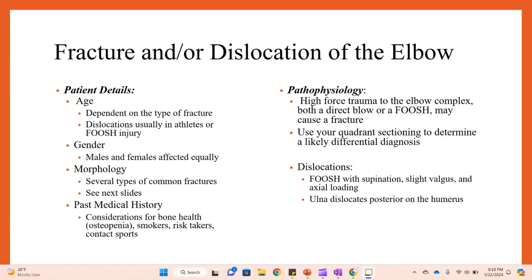The morphology, several types of common fractures. There's fractures from defense. If someone's getting into an altercation, they put their arm up, they might fracture their forearm because they're defending themselves. You might have a kid who was skateboarding and fell off the monkey bars, lands on the elbow and breaks the distal humerus. That's another type of fracture. You might have a radial head fracture from an old person who falls.